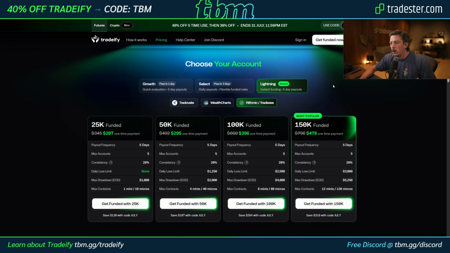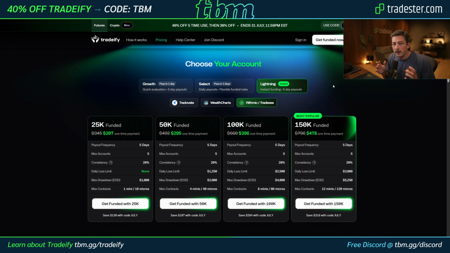So we just talked about the growth account. Now we're going to talk about the Lightning instant funded account. After that, we're going to go to Select, because Select is actually what I picked. So I'll be able to walk you through my exact accounts and the path to funding that I'm going through, etc. But first things first is the instant funded account.